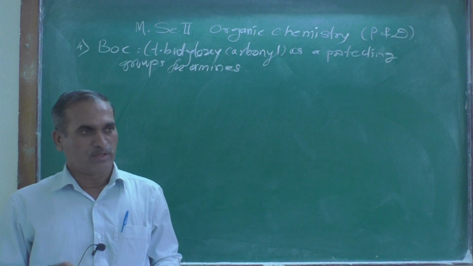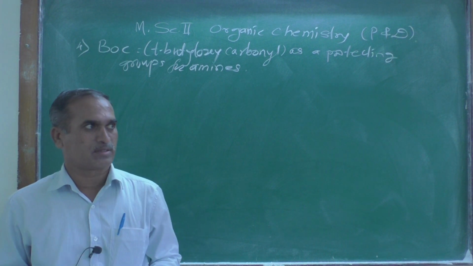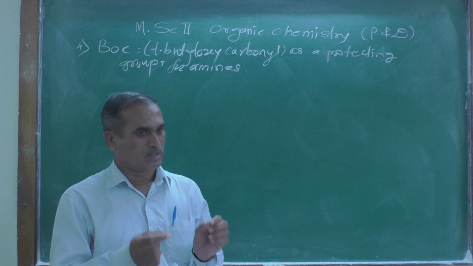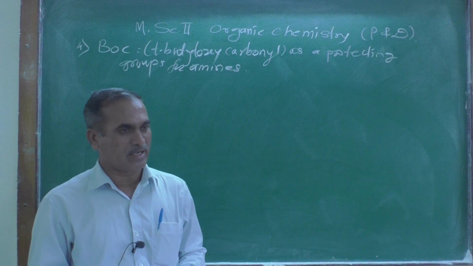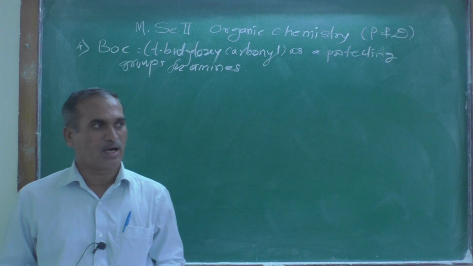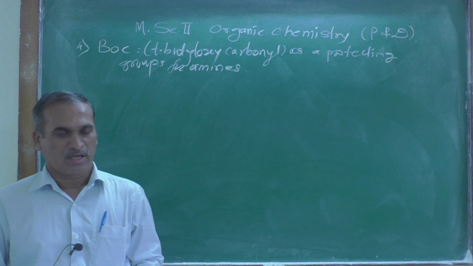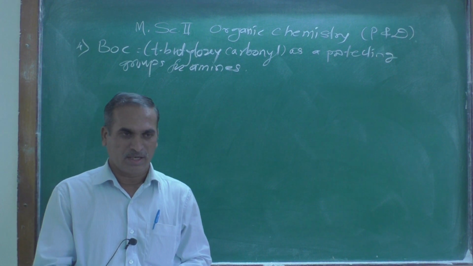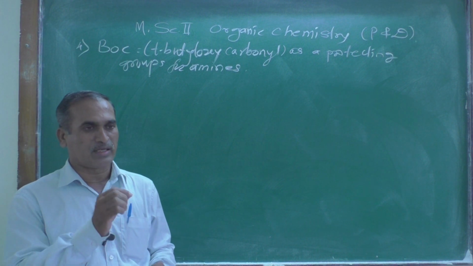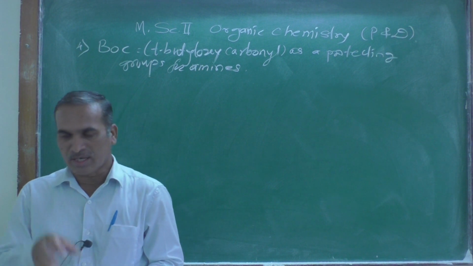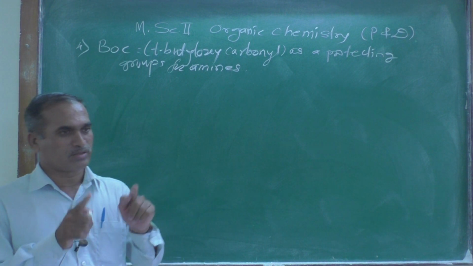So, what did we discuss yesterday? We discussed protecting groups of amine, such as CBZ, carboxybenzyl or carbamate: under what condition it is introduced, under what condition it is stable, under what condition it is removed, and where it is widely used. All these things we learned yesterday about that.